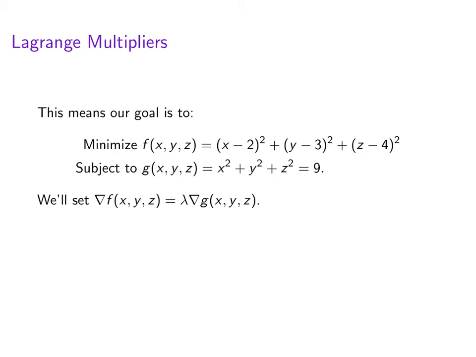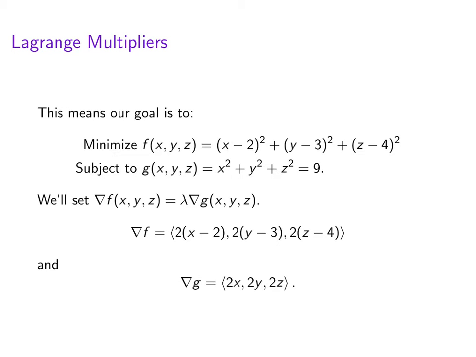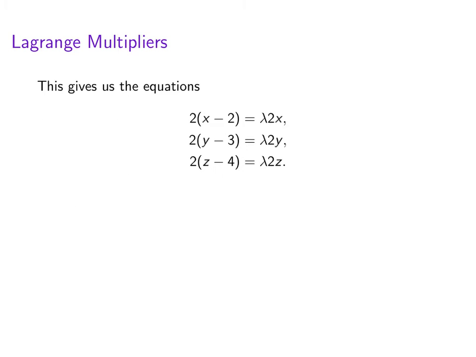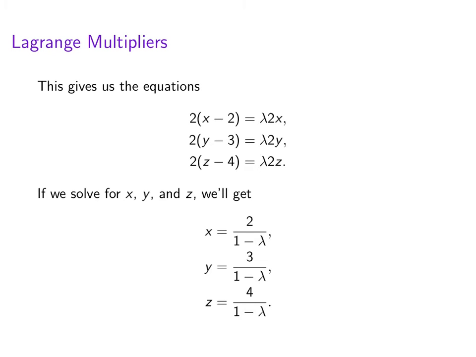So the method of Lagrange multipliers tells us to set del f equal to lambda times del g. Del f looks like this. It's a vector: 2 times (x minus 2), 2 times (y minus 3), 2 times (z minus 4). And del g is just 2x, 2y, 2z. That gives us these equations when we set del f equal to lambda times del g. If we solve for x, y, and z, then we get something that looks like this. You should double check the algebra on this.